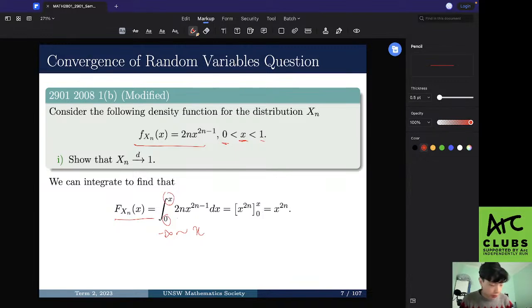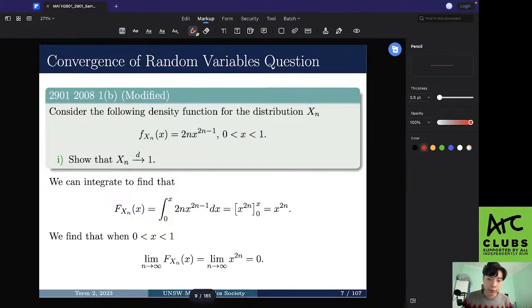We calculate this integral. It's pretty simple, it's just power rule. So we get x to the power of 2n from 0 to x. And of course, this is just x to the 2n. Now, what we notice is that when x is in between 0 and 1, we see that the limit of capital F of x, which is the limit of x to the power of 2n, is actually 0.